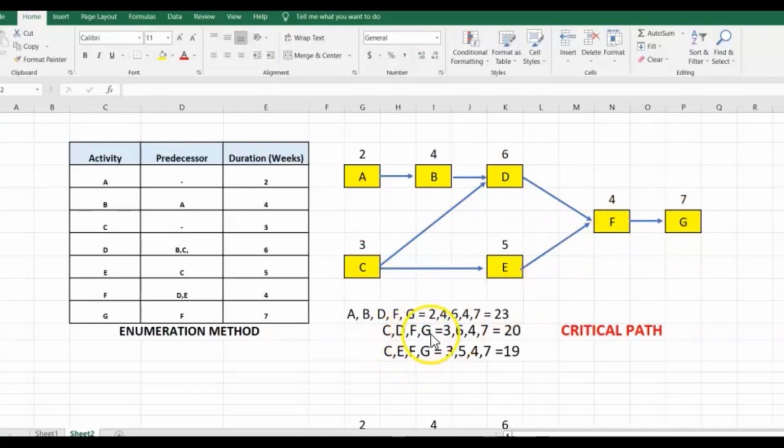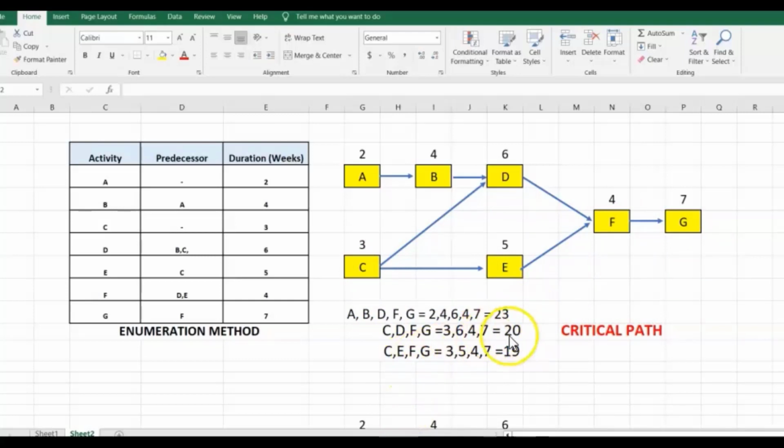Now the second path you would have is C to D to F to G. C to D to F to G, you put an equal and you check the duration. 3 plus 6 plus 4 plus 7, which is 20. And the last path, you have C to E to F to G. So you're going to have 3 plus 5 plus 4 plus 7.